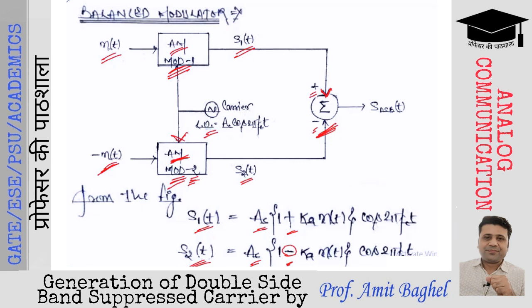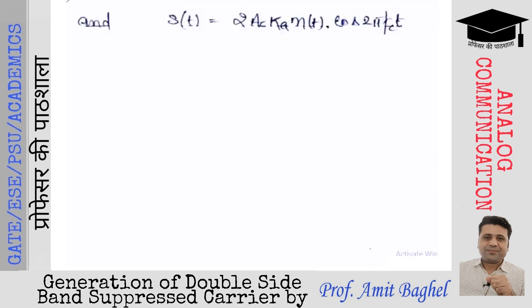So when we do this, AC cos of 2 pi FCT and AC cos of 2 pi FCT will get cancelled because of the subtractor, and AC KAMT cos 2 pi FCT, S2T के expression में minus of AC KAMT cos 2 pi FCT. This will get added. So when this gets added, the output will be S of T as 2 times of AC KAMT cos of 2 pi FCT. This is the outcome of the summer.